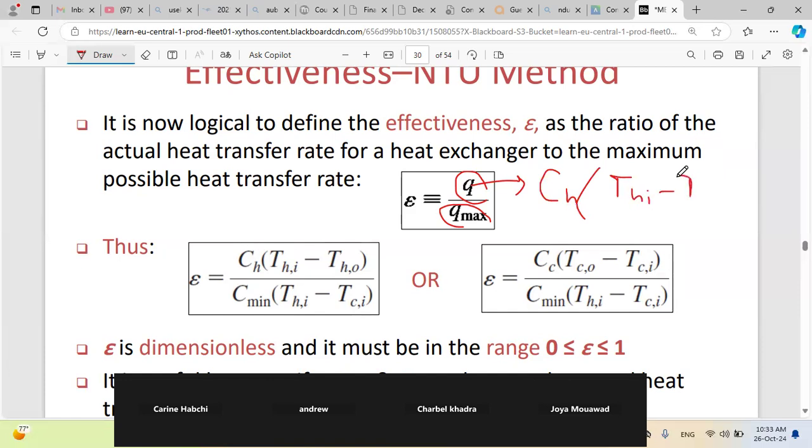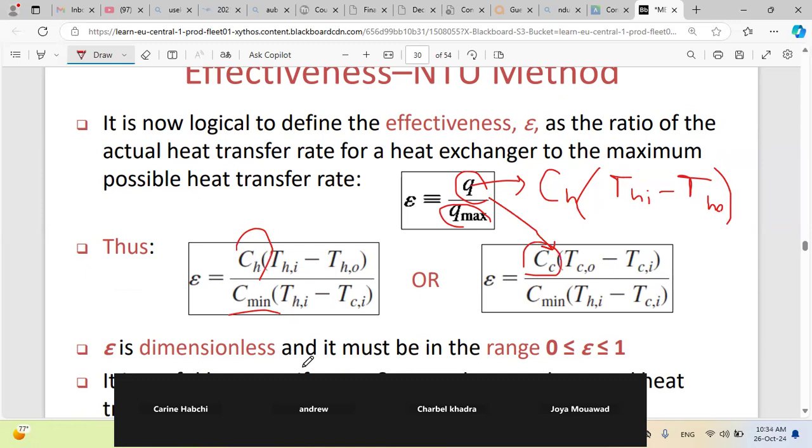So it depends on what temperatures we know. We decide whether to use the formula with hot temperatures or cold temperatures. So in case I know the temperatures of the cold fluid, I can use that Q actual is C cold times T cold out minus T cold in. Now, how to determine C minimum? I just have to compare C hot and C cold, and the smallest between them will be equal to C minimum. So this is how I can calculate the effectiveness of my heat exchanger.